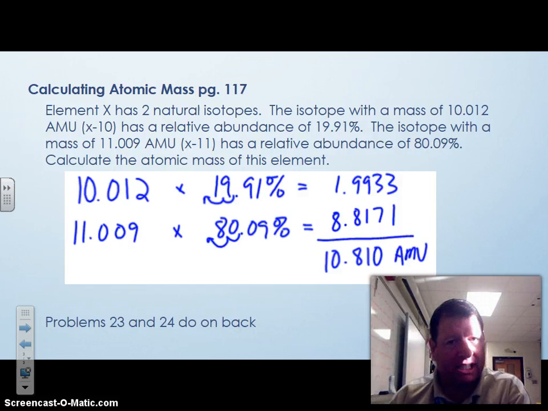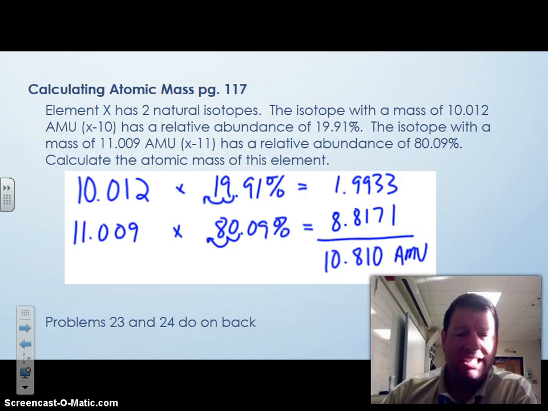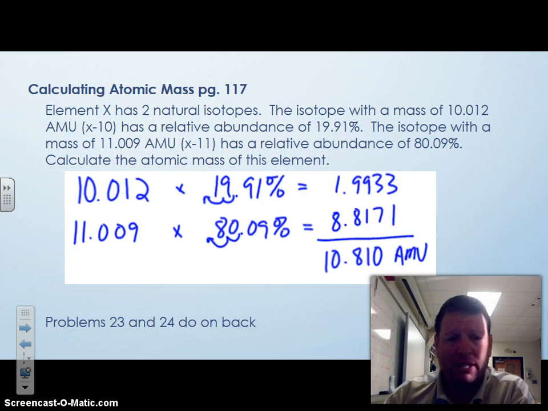Now let's think about this logically. Does it make sense? We have 80% of it that weighs about 11. We have approximately 20% that weighs about 10. Doesn't it make sense that my average is going to be closer to 11 because there's more of it than 10? Yeah. And that's one thing that you have to do as well, is think logically to make sure that your answer is correct. If you get an answer less than 10 or more than 11, there's no way that you did it right. So you have to use a little bit of logic here too.